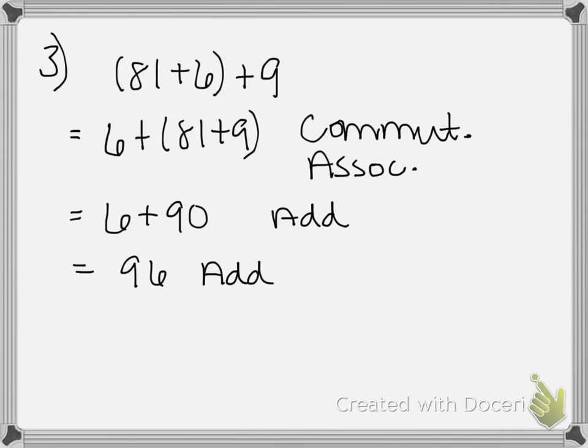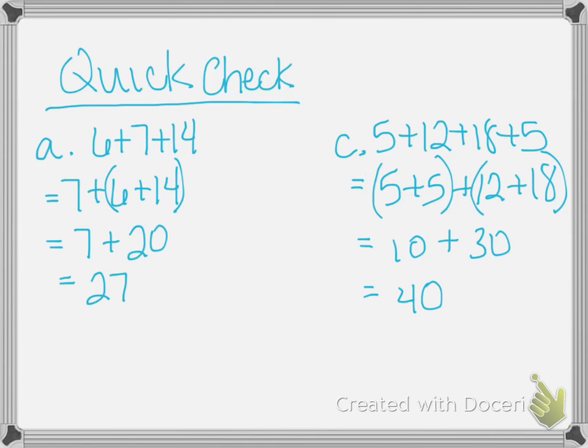Okay, pause this video to do the quick check for problem 3, letters A and C, then resume the video to check your answers. Quick check for problem 3 at the top of page 70. Letter A says 6 plus 7 plus 14. So I used the commutative property to flip-flop the order of numbers. Then I used the associative property to group the 6 and the 14 together. Then I added within the parentheses. 6 and 14 make 20. That's an easy mentally computable addition problem. And then 7 plus 20 makes 27.